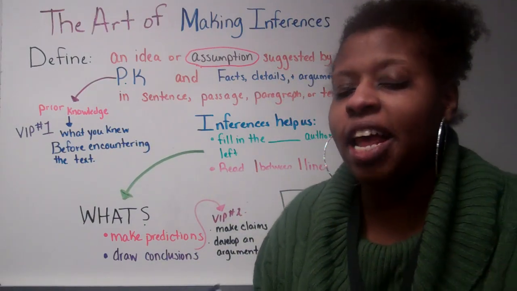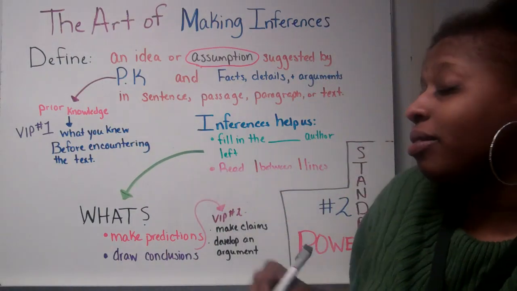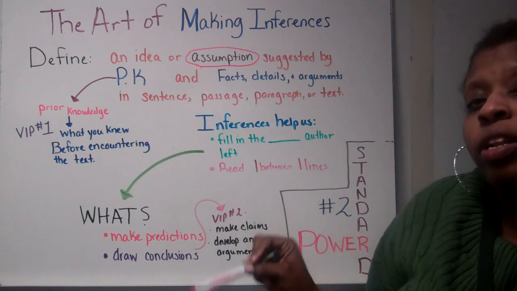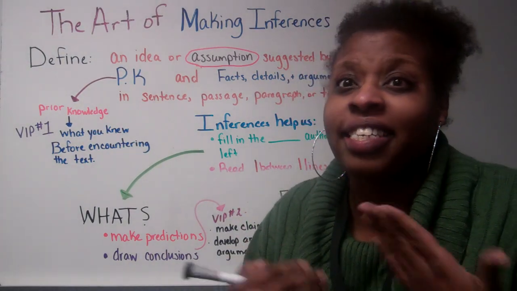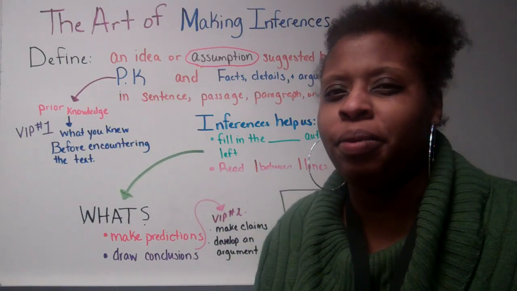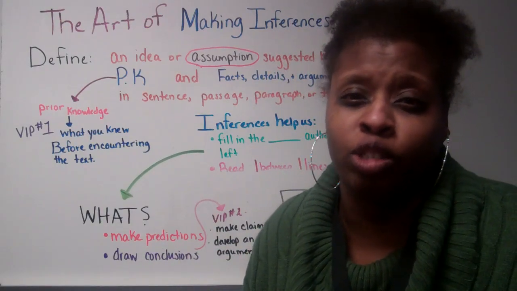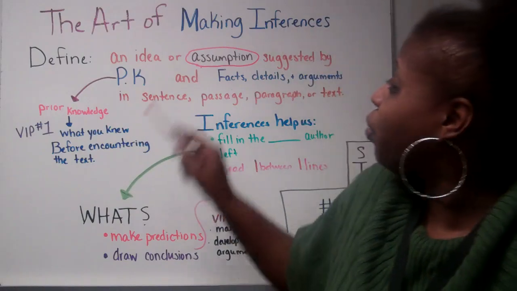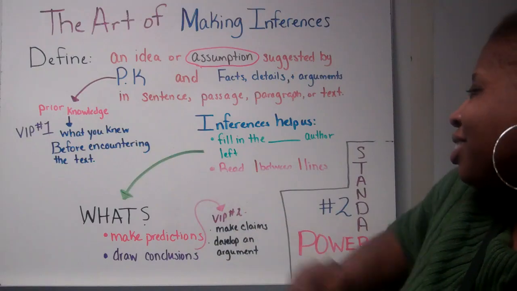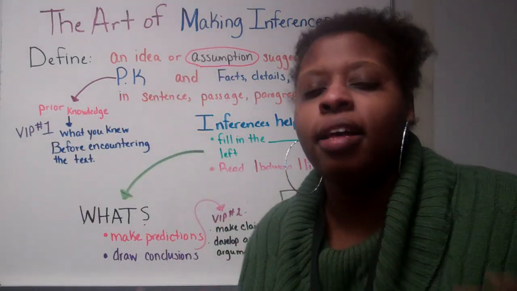Now, inferences can help us do a plethora, or a lot, of different things. But the 2 main things they help us do is, 1, fill in the blanks the author left. Because see, the author's not going to tell us every single thing they want us to know. They kind of want us to work for it a little bit. So sometimes they leave blanks, and it's our job to fill in those blanks. How do we fill in those blanks? With inferences.